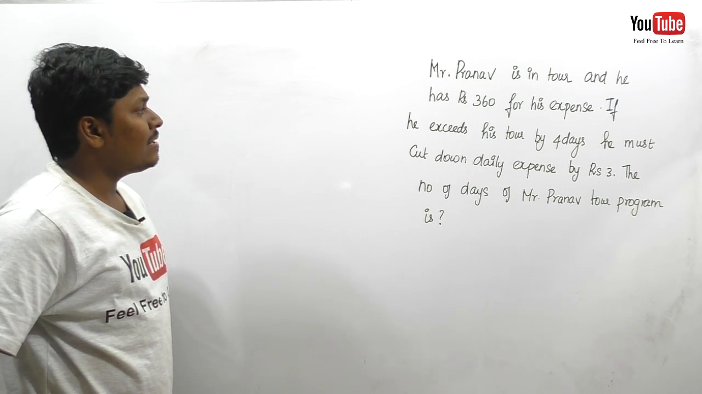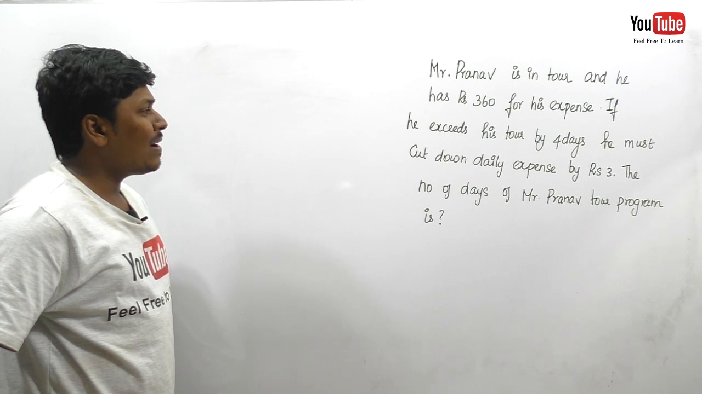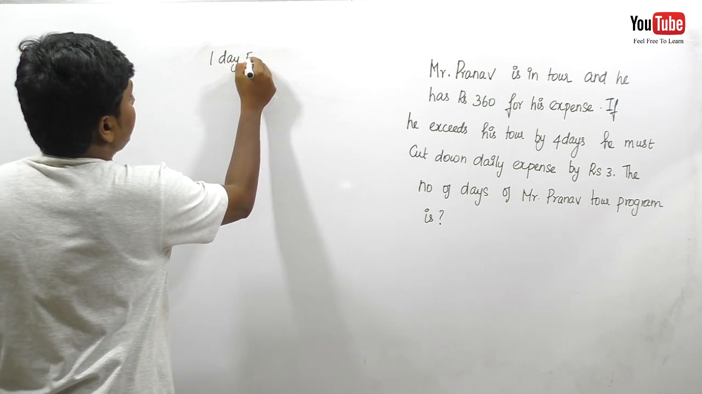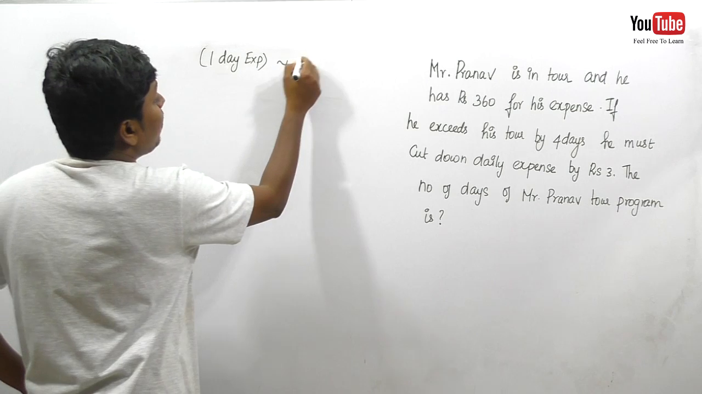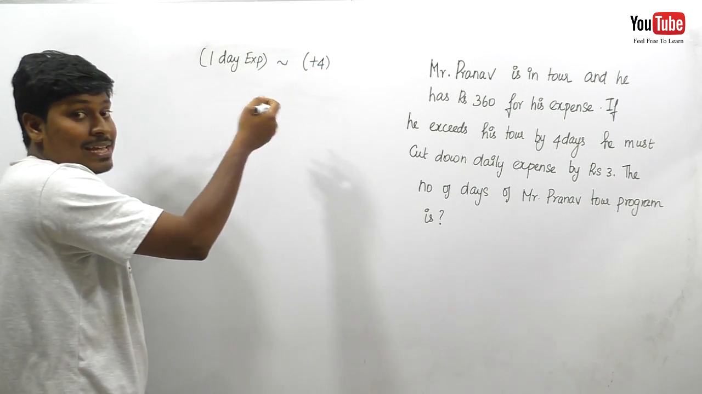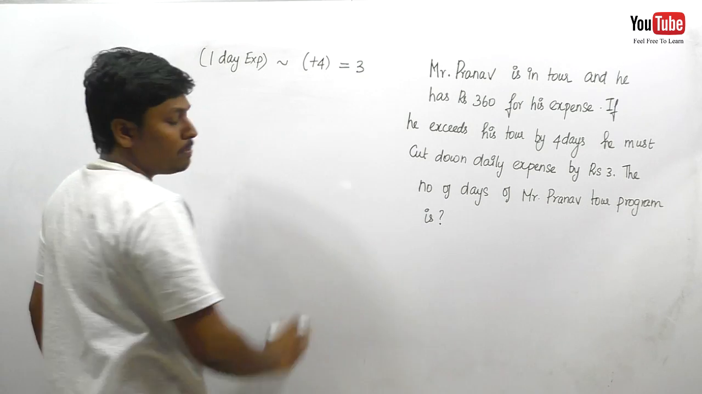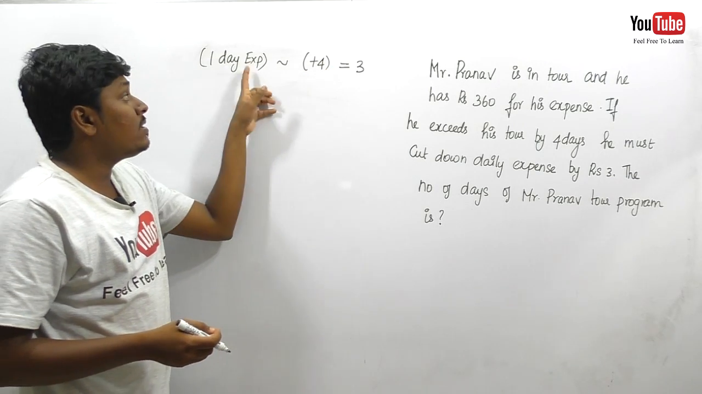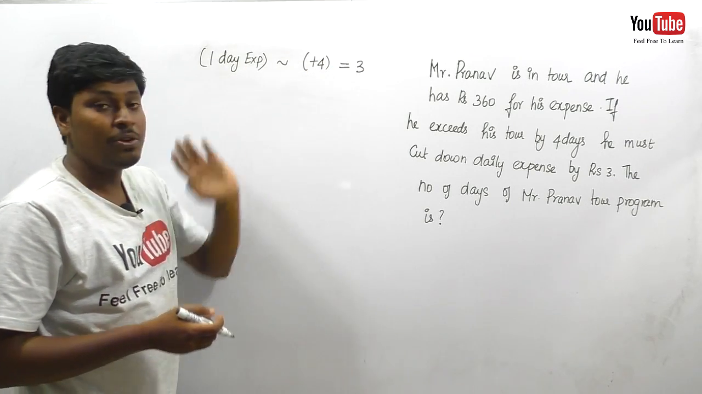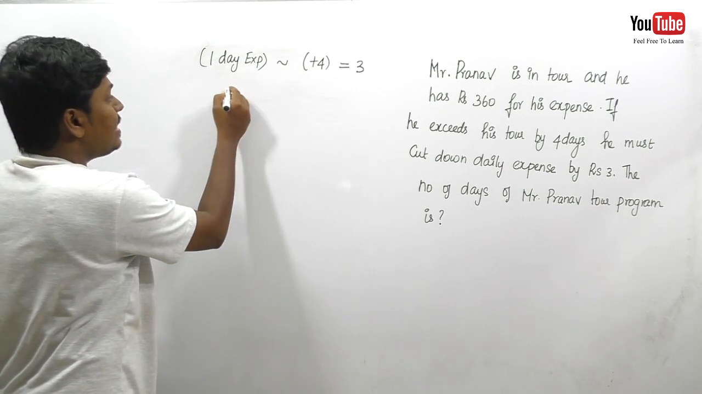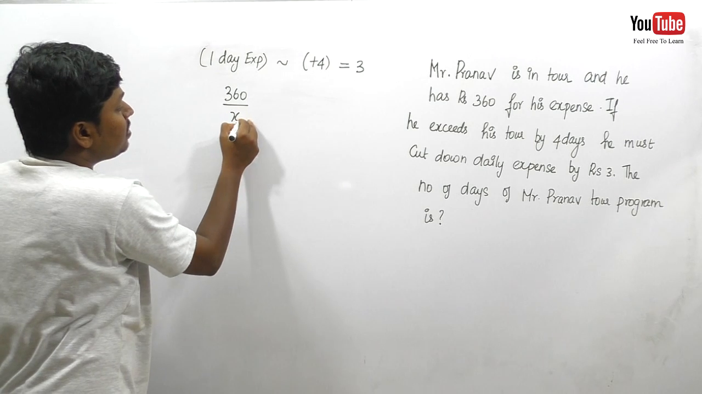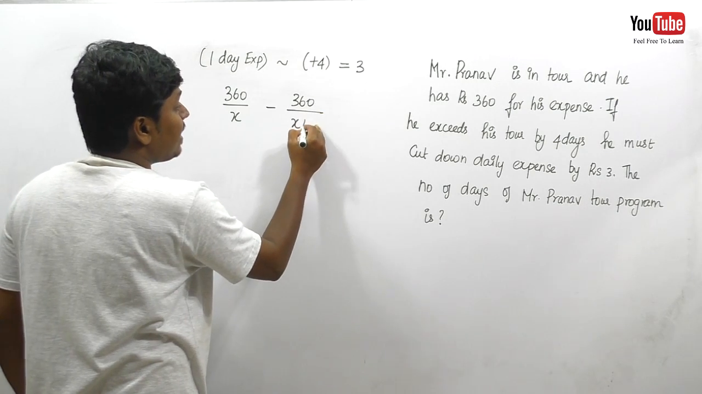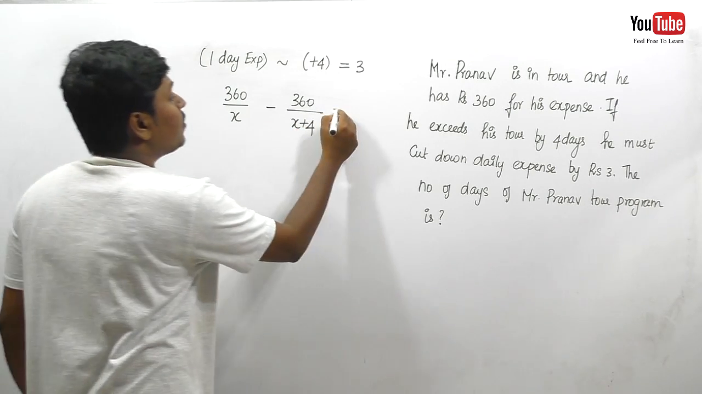So friends, let me explain one concept: 1 day expense. Listen carefully. 1 day expense, because of adding 4 days. If we extend 4 days, then the difference of both the expenses will be 3 rupees. Friends, clear on the concept? This is 1 day expense. Because of the 4 days he extended, the difference of both the expenses will be rupees 3. We know that he has 360 rupees in hand, but we don't know how many days, say x. If we extend 4 days, that is x plus 4. So the difference of both the amounts will be rupees 3.